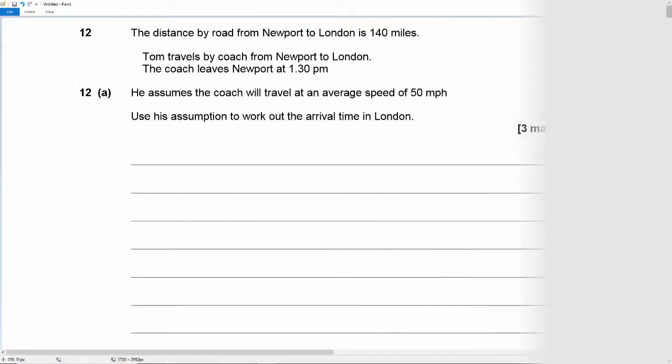And we pick it up in question 12, which reads, the distance by road from Newport to London is 140 miles. Tom travels by coach from Newport to London. The coach leaves Newport at 1:30 p.m. Part 12a says he assumes the coach will travel at an average speed of 50 miles per hour. Use his assumption to work out the arrival time in London.